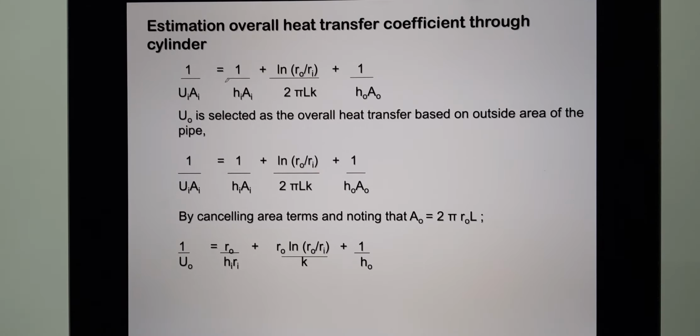1/(U_i A_i) = 1/(h_i A_i) + ln(R_0/R_i)/(2πLk). Okay, this one we just want to get this particular value, 1/U. Since U_0 is selected as the overall heat transfer coefficient based on the outside area of the pipe, 1/(U_i A_i) = 1/(h_i A_i) + ln(R_0/R_i)/(2πLk) + 1/(h_0 A_0).